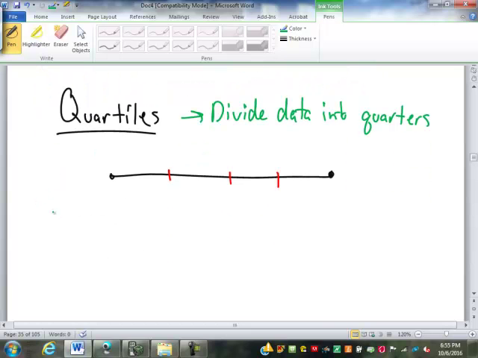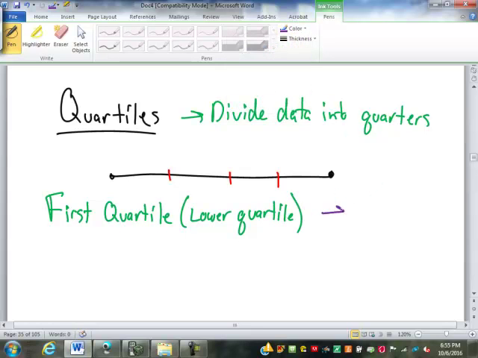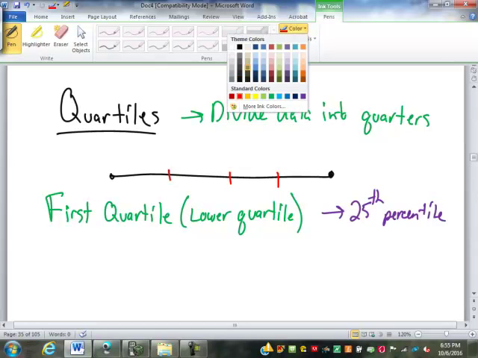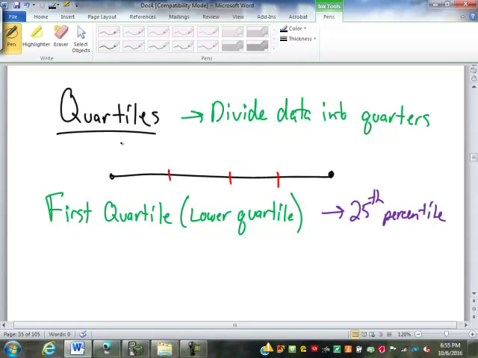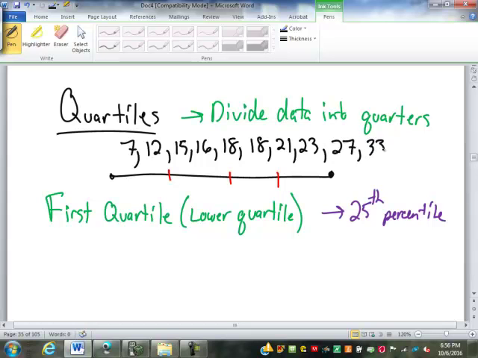The first quartile, sometimes called the lower quartile, is just the 25th percentile. So let's have a set of data up here. Find the first quartile of that set of data there.